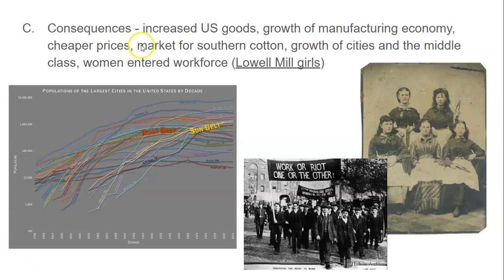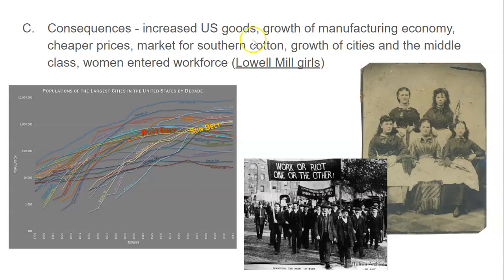A lot of the factories are focusing on textiles. Textile is a fancy way to say cloth, and a lot of that cloth is made out of southern cotton. So even though a lot of people in the North didn't like slavery, they considered it a necessary evil because they needed the cotton from the South, and slaves were the ones making the cotton. So it's going to create this relationship between the North and the South where they are dependent on each other. The North needs the cotton, and the South needs to sell the cotton.